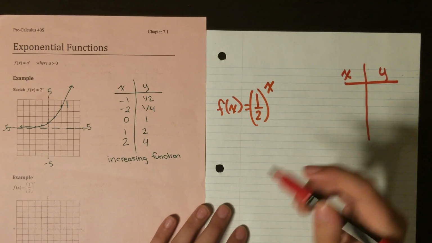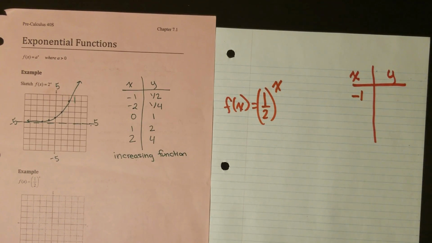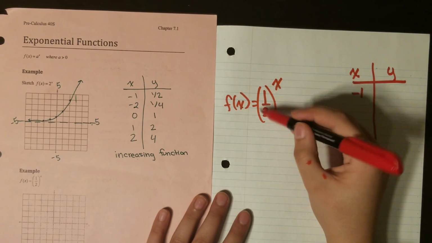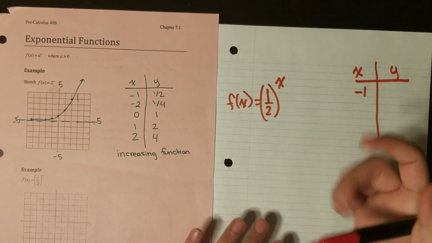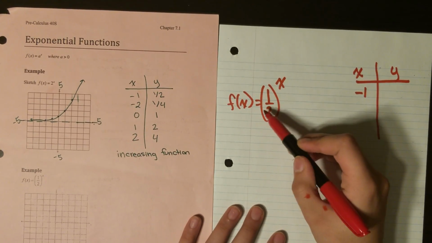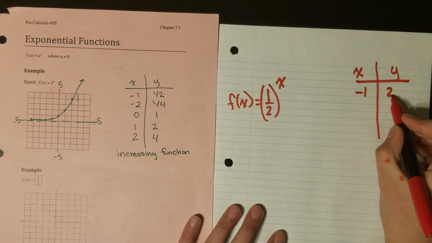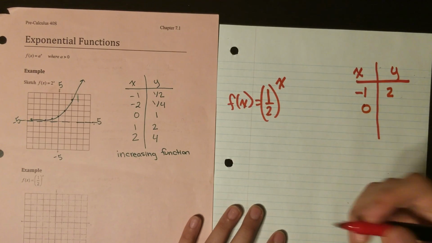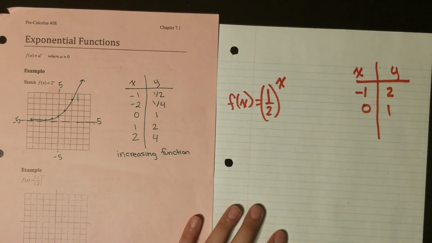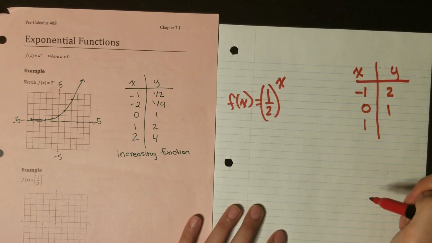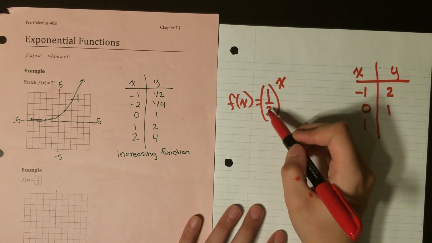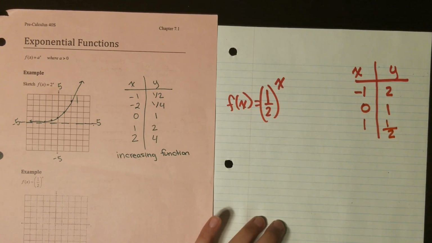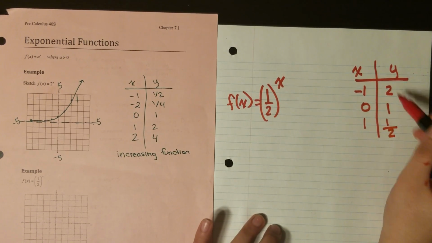So when my x value is -1, that just means whatever my a value is, it's just going to flip. So when it's -1 and I have 1/2 and I flip it, I'm going to get 2. Then when I have 0, anything to the power of 0 is 1. And when I have +1, anything to the exponent of 1 is just going to be itself, so 1/2. These are some easy points that I can just plot.